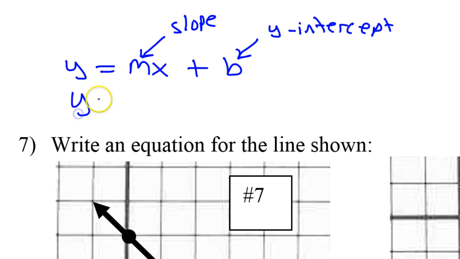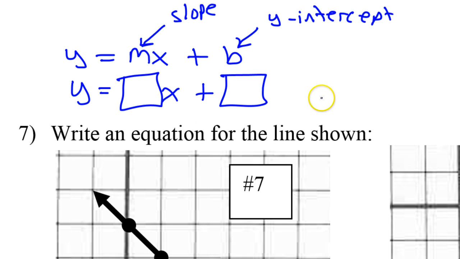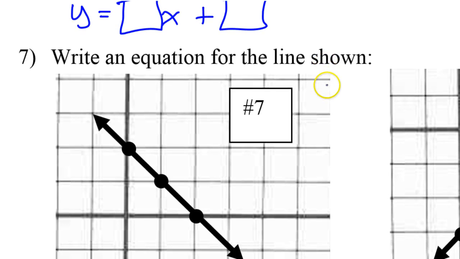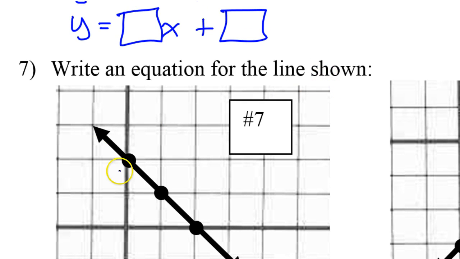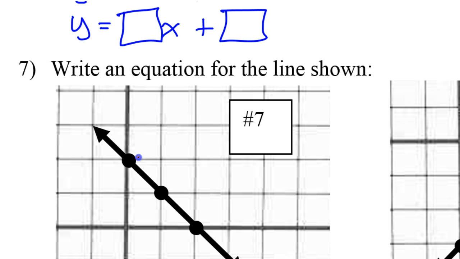Alright, so if I need to write an equation of a line, I just need those two things. I need the slope, which I will put here, and I will need the y-intercept, which I will put right there. Okay, so looking at this, I see the y-intercept is right here. This is going to be my b value. It's 2, so I know I'm going to have a 2 right there. Now I just need the slope to put right here.